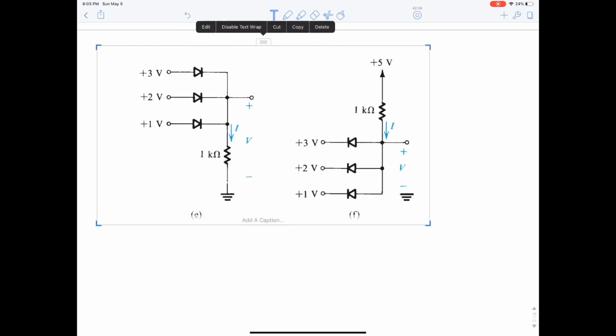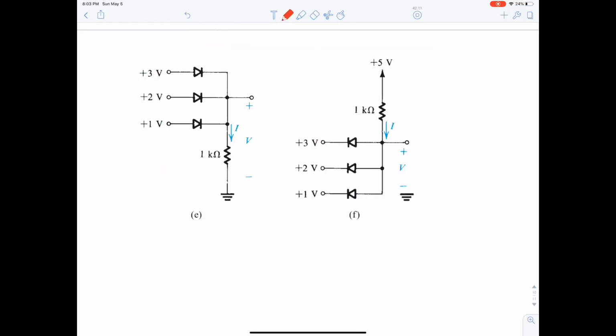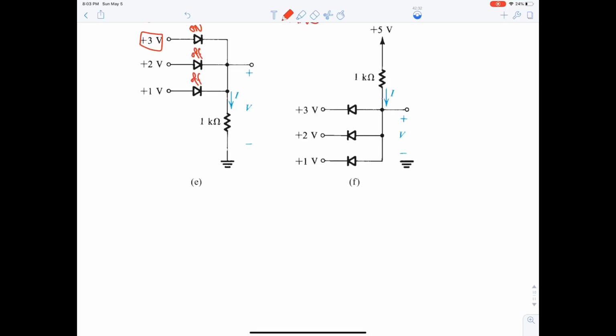Now, this is an AND gate, and this is an, no, I think we swapped them, right? This is the OR gate and this is the AND gate. In the OR gate you always pick the largest voltage first. So this diode will be on and the rest will be off. When the diode becomes on, it will be converted to a voltage source because we are talking non-ideal here. Then 1 kilo ohm grounded, and this is V and this is I, with 3 volt.